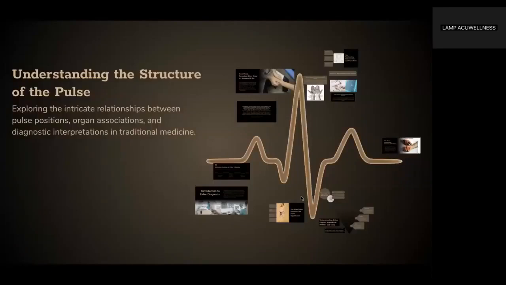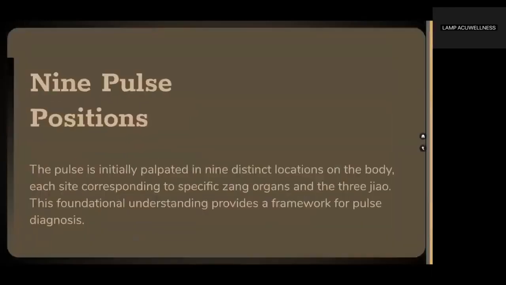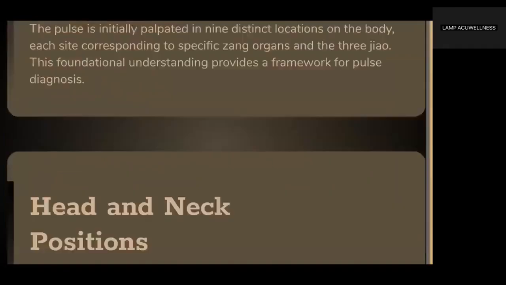Understanding the structure of the pulse, exploring the intricate relationships between pulse positions, organ associations, and diagnostic interpretations in traditional medicine. The pulse is initially palpated in 9 distinct locations on the body, each site corresponding to specific Zhang organs and the 3 Tiao. This foundational understanding provides a framework for pulse diagnosis.